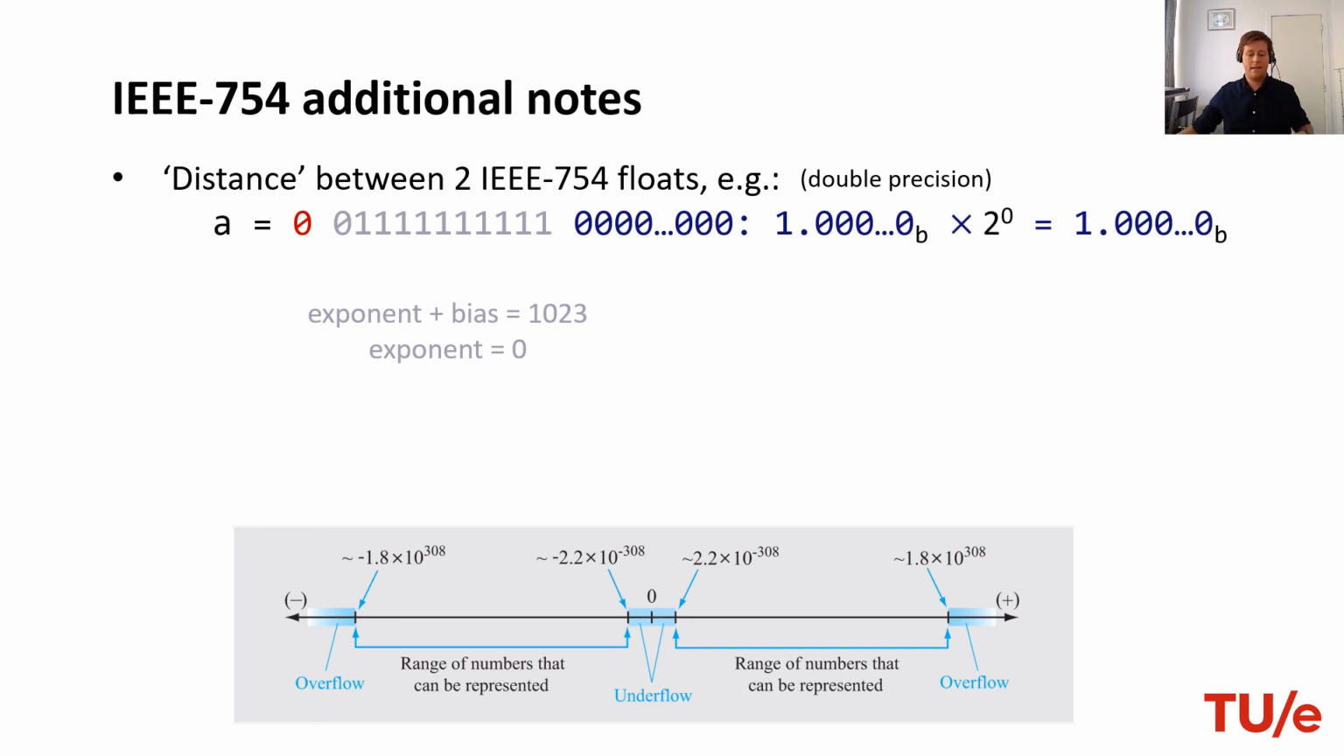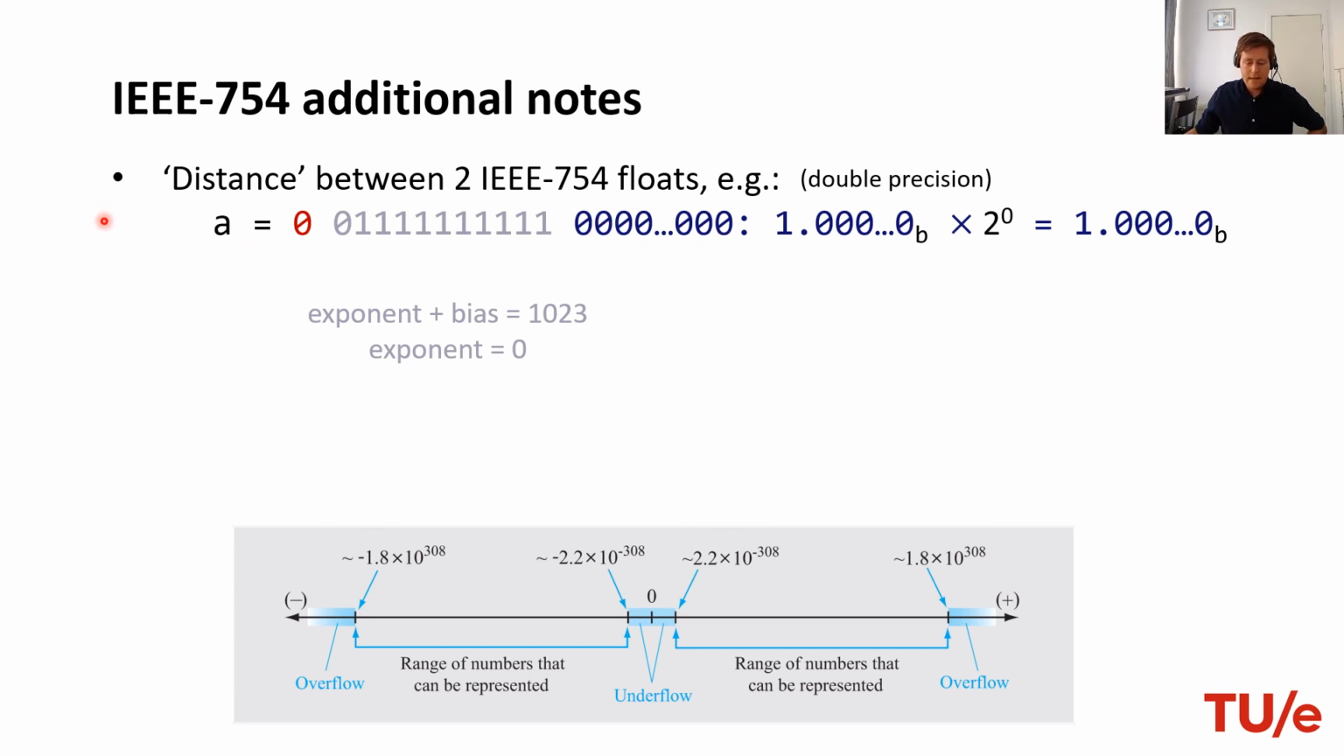Let's take a look at the number 1 in IEEE floating point. Let's call this number A. How do we denote this number? Well, 1 is equal to 1 times 2 to the power 0 with a mantissa of 0. So the exponent is 0, so exponent plus bias is 1023. In this register where we store the value for the exponent plus bias, this is 1023 in binary, so that's 0, 1, 1, 1, 1, 1, etc. And as a mantissa, we have zeros.